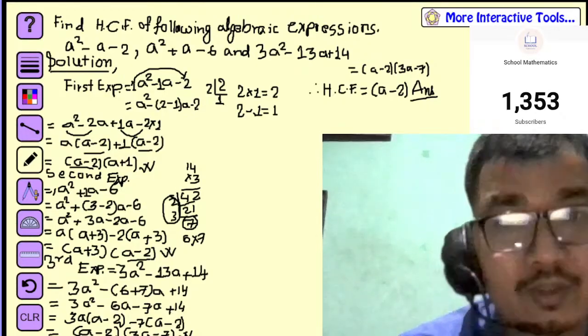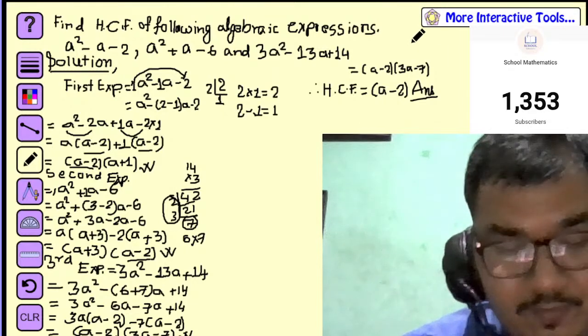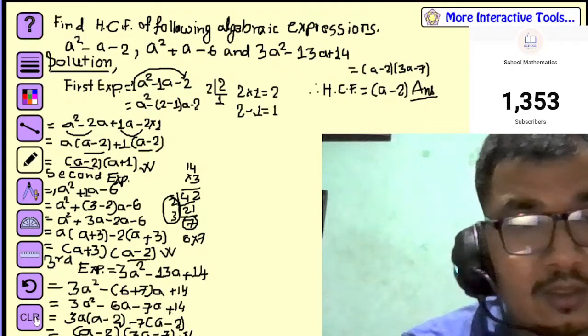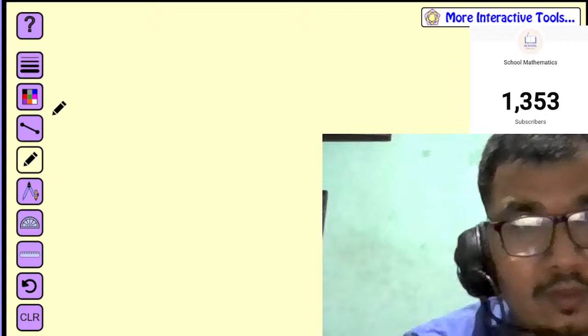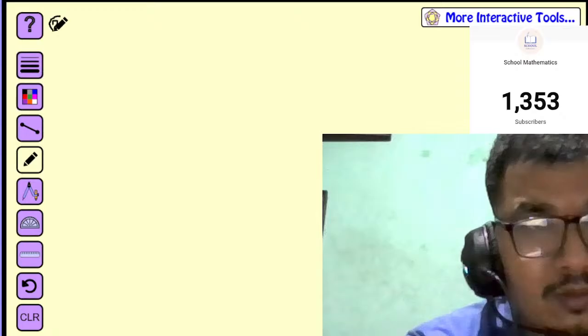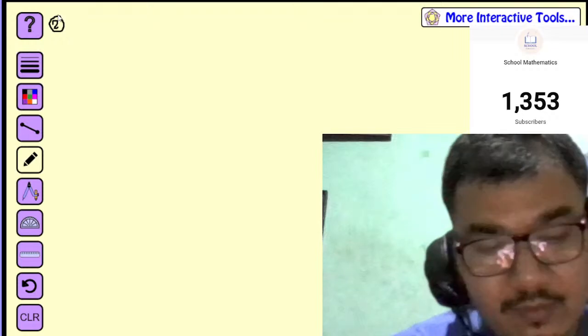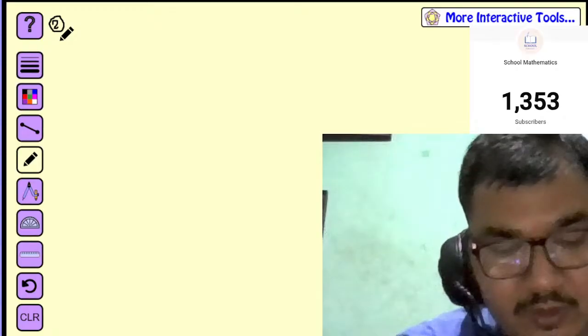Look, now I am going to take one more example for more clarification: how to find HCF in algebraic expressions. Look here, I want to clear this. This is the second example I am going to take here. The next question is this.